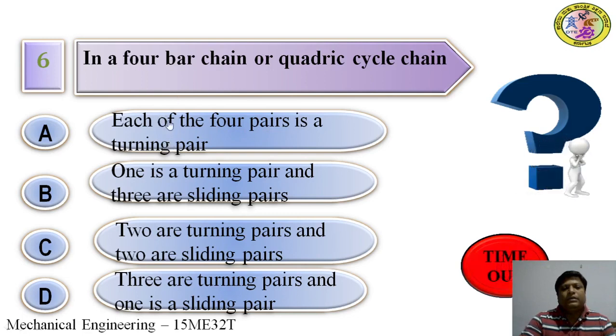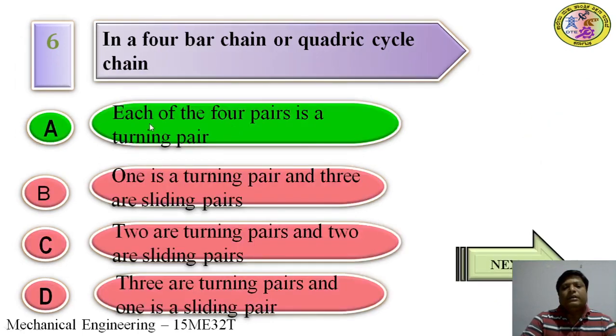In a 4-bar chain, each of the 4 pairs is a turning pair. If 2 are turning pairs and 2 are sliding pairs, we call it a double slider crank chain. If 3 are turning pairs and 1 is a sliding pair, we call it a single slider crank mechanism. One turning pair and 3 sliding pairs is not like that here. But each of the 4 pairs is a turning pair. This is the right answer.